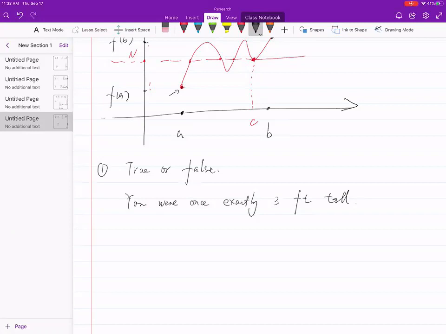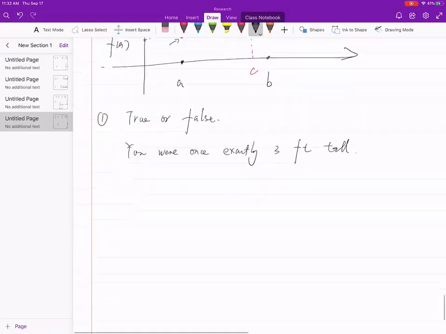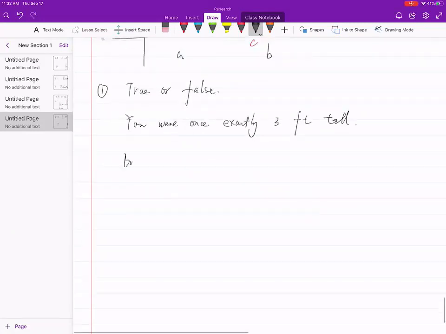Okay, Zachary Morgan, you answered yes. Can you tell us why you think it's yes? Because obviously when I was born, I was less than 3 feet tall, and now I'm taller than 3 feet. So at some point, I would have been exactly 3. Born, you were less than 3. Yep. And now you were bigger than 3. Yes.